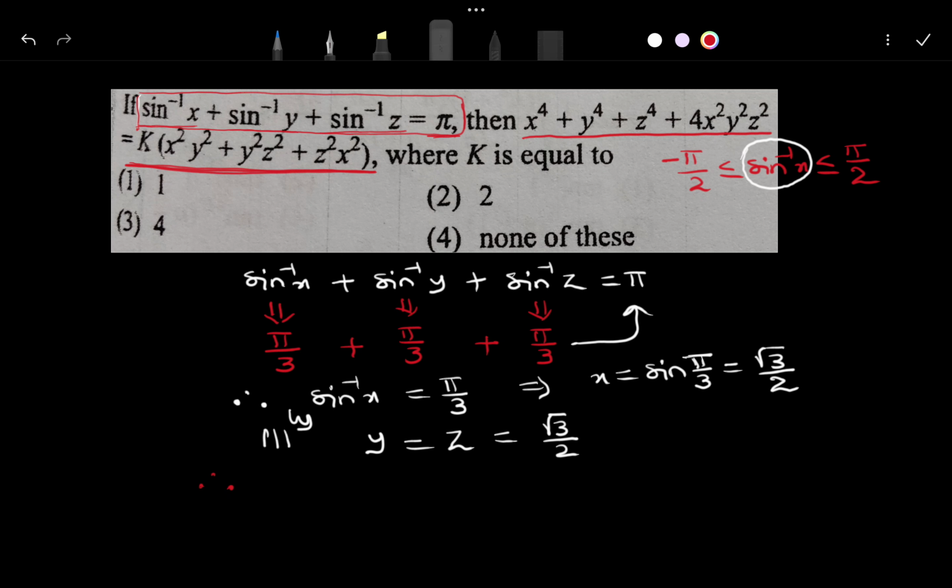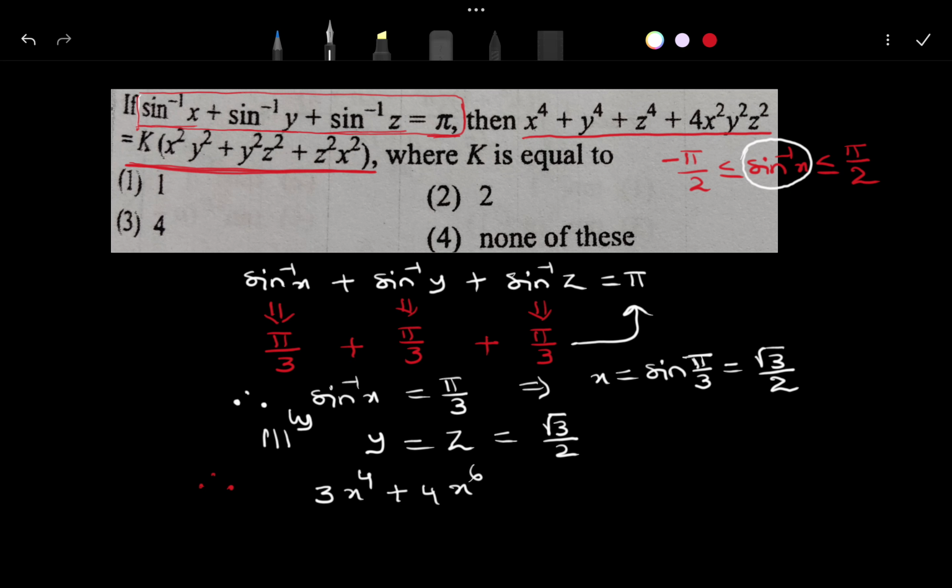So if you write, x value, y value, z value are the same. First you replace y and z with x. Then what will be the LHS value? 3 into x to the power of 4 plus 4 into x to the power of 6. I hope everyone is clear on this one. How? Here y value is x and z value is also x.